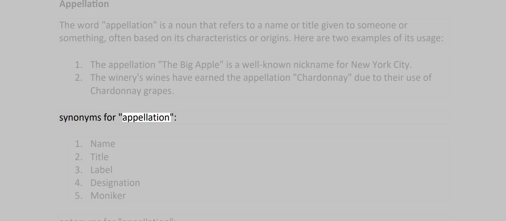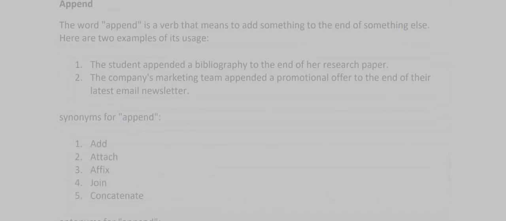Synonyms for appellation. 1. Name. 2. Title. 3. Label. 4. Designation. 5. Moniker. Antonyms for appellation. 1. Anonymity. 2. Unidentified. 3. Unnamed. 4. Untitled. 5. Nameless.